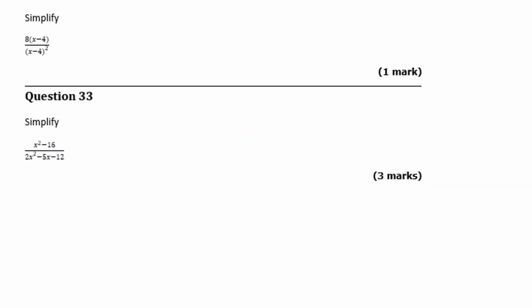Simplifying, you're looking to cancel something down. You can only cancel when things are times together. So I can see I've got an 8 times x minus 4, and on the bottom I've got an x minus 4 times an x minus 4. So x minus 4 in brackets just stands for a number. If we know what x is, it's just that number take away 4, and it's the same number top and bottom, so we can just cancel. So our answer would just be 8 over x minus 4.